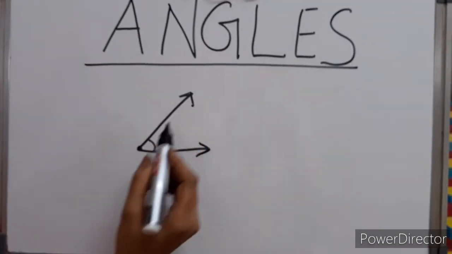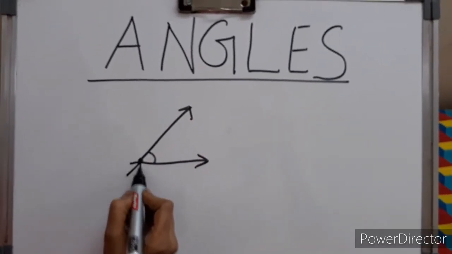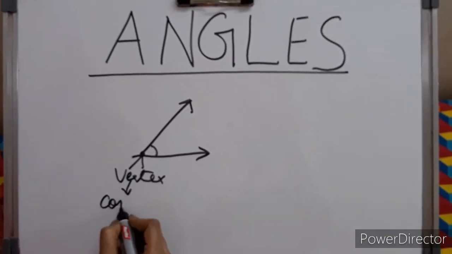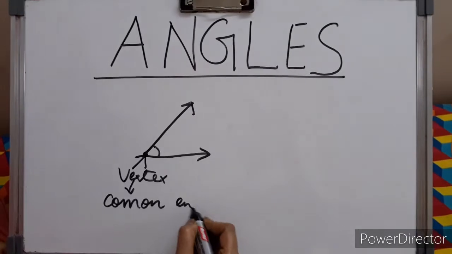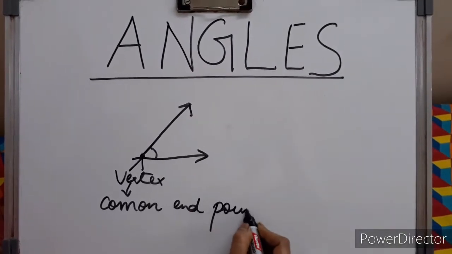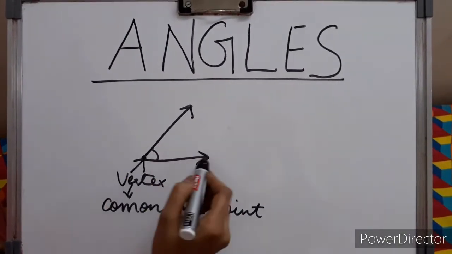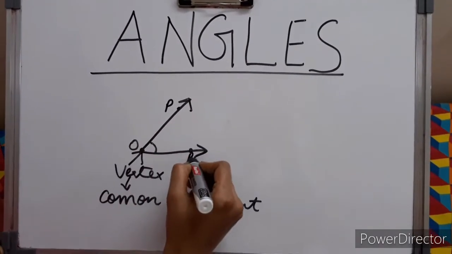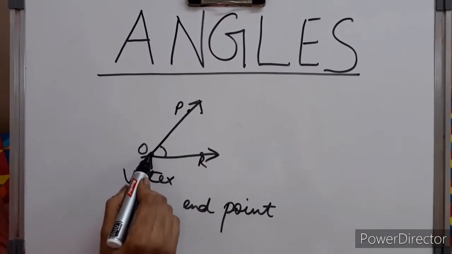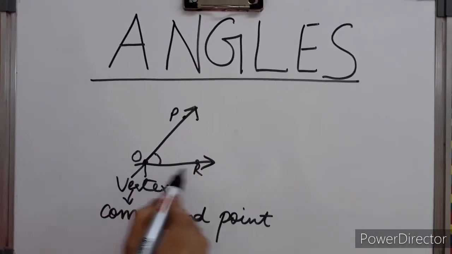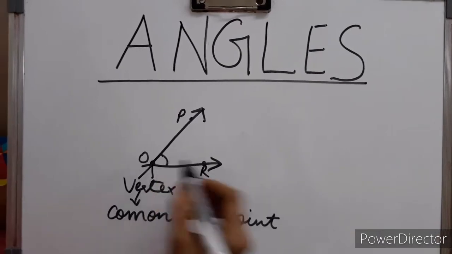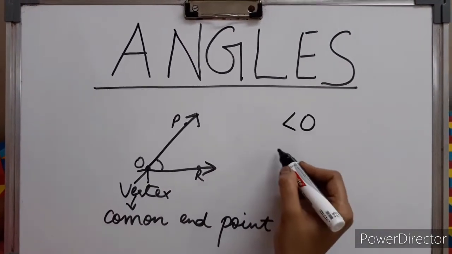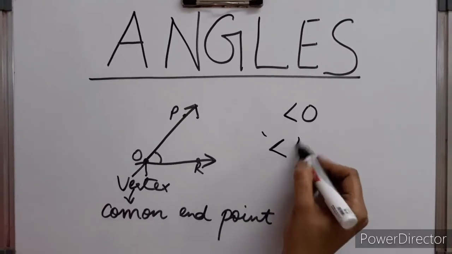When two rays extend from a fixed point, which is called the vertex or common endpoint, between the two arms. Suppose this is, I name it as P, R. So here O is the vertex, OP and OR are the arms of angle O. You can see here the angle is denoted by this symbol.